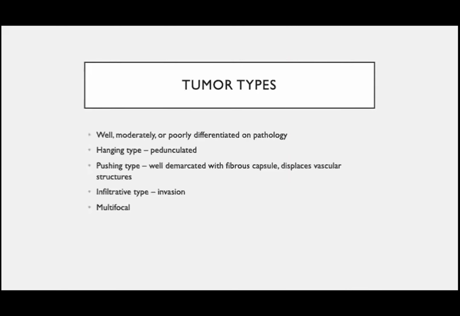There are some tumor types. I think this is fairly low yield, but I have it here. There's well, moderately, or poorly differentiated. There's a hanging type, which is pedunculated, a pushing type, which is well demarcated with a fibrous capsule, which displaces vascular structures, an infiltrative type, which is invasive, which makes sense, and multifocal.